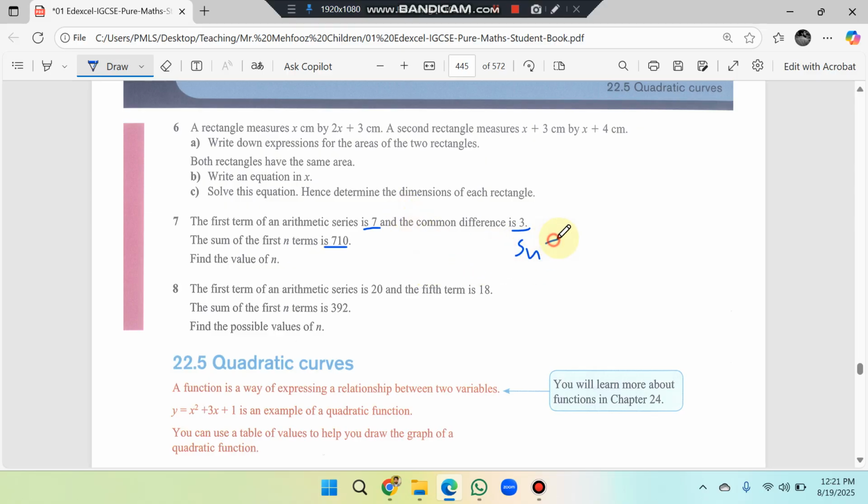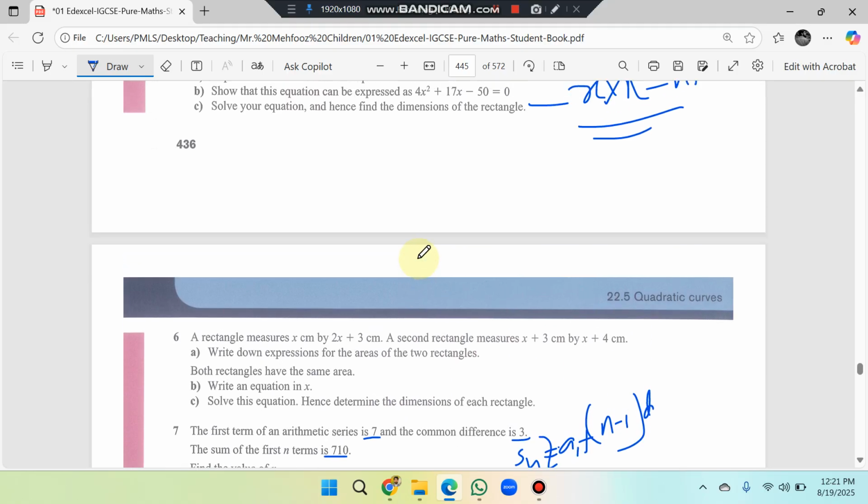Sn is equal to n over 2 times 2a1 plus n minus 1 into d. This is the formula for the sum of the n terms. So this is the exercise. Again, question number 8 is also the same as that. So you have to do this.